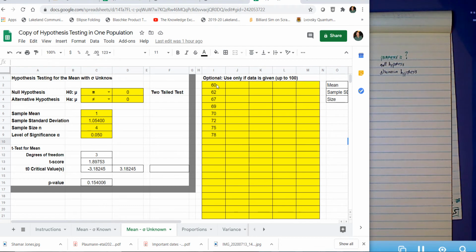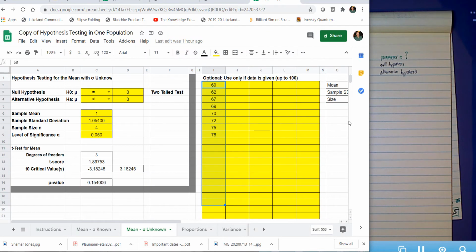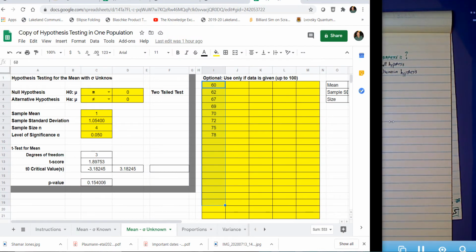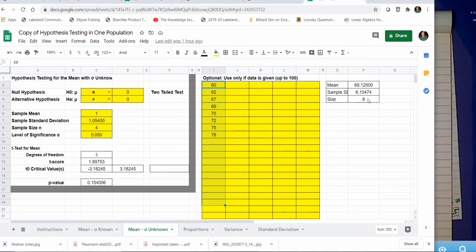When you do this, you're going to find a different set of data in here that you're just going to want to delete. You'll notice what I did. These data values are exactly the data values from number 1. There were 8 physics tests, and I copied those here. The reason I did so is that when you do that, it computes the mean, the standard deviation, and the size of your sample. So I have 8 in my sample, and there's the mean. It looks like the mean score was 69.1.